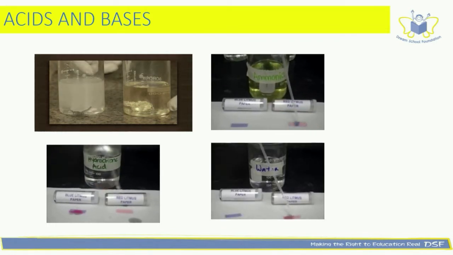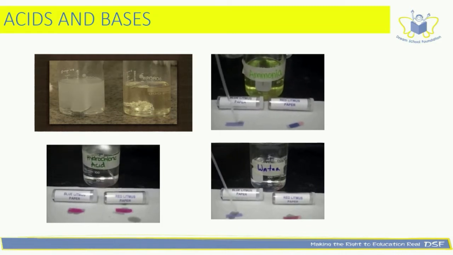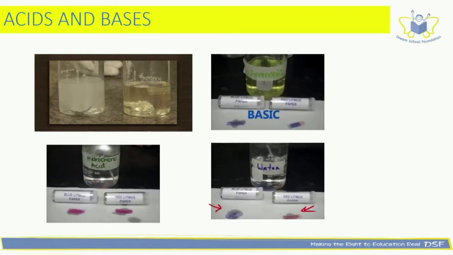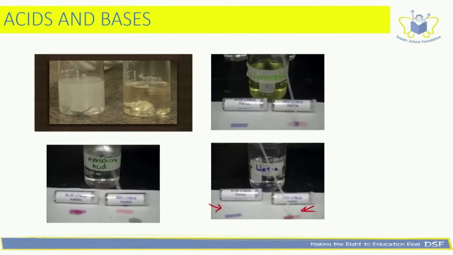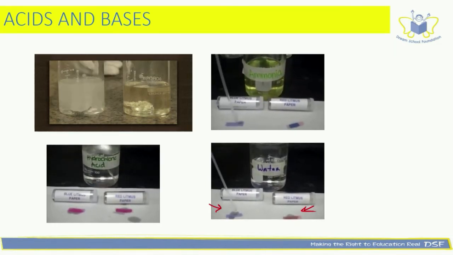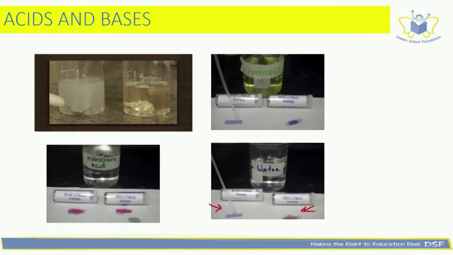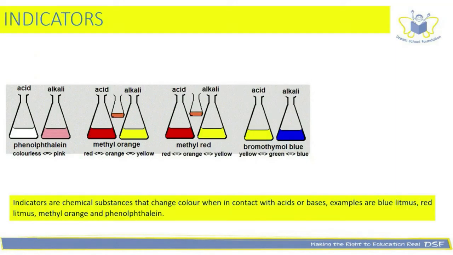Here you can see water being tested on blue litmus and red litmus. If you observe carefully, you can see that there is no change at all. This suggests that water is neutral, neither acidic nor basic. Indicators are chemical substances that change color when in contact with acids or bases. Examples are blue litmus, red litmus, methyl orange, and phenolphthalein.